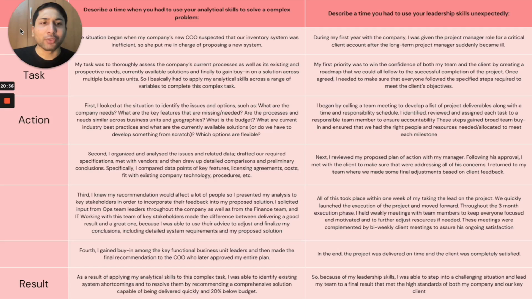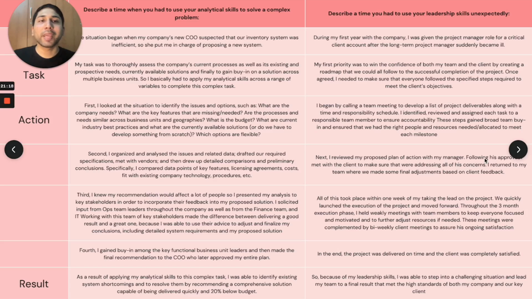Next, I reviewed my proposed plan of action with my manager because there is someone I'm reporting to. Following his approval, I met with the client to make sure that I was addressing all his concerns. I returned to my team where we made some final adjustments based on client feedback. Again, I did this. I met with the manager. I made sure to bring the client on the same page and took his requirements and set these requirements correctly. I'll skip this, and in the result, because of my leadership skills, I was able to step into a challenging situation and lead my team to a final result that met the high standards of both my company and the client. Right? Though there is no objective number, the result is very objective.